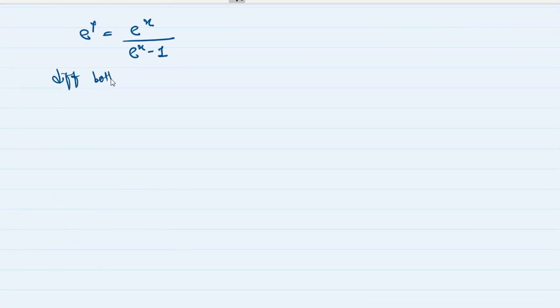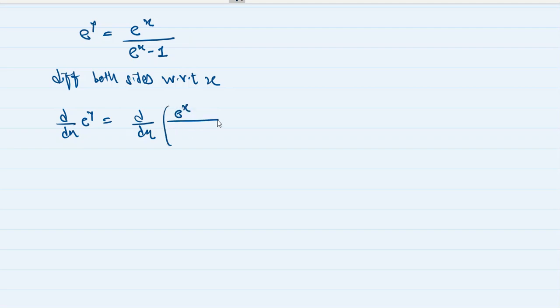Differentiating both sides with respect to x. So d by dx of e raised to y is equal to d by dx of e raised to x the whole upon e raised to x minus 1. So this will become e raised to y dy by dx, and here you will apply your quotient rule.